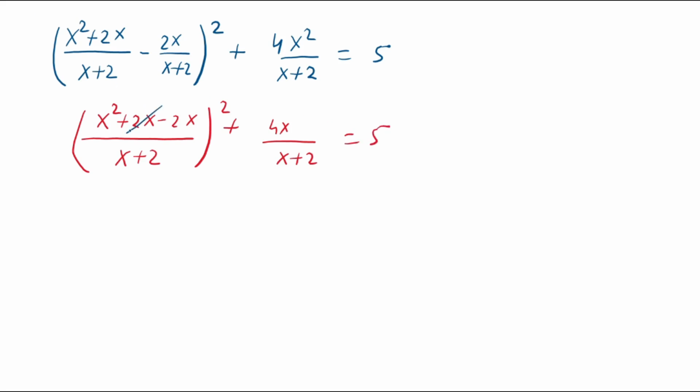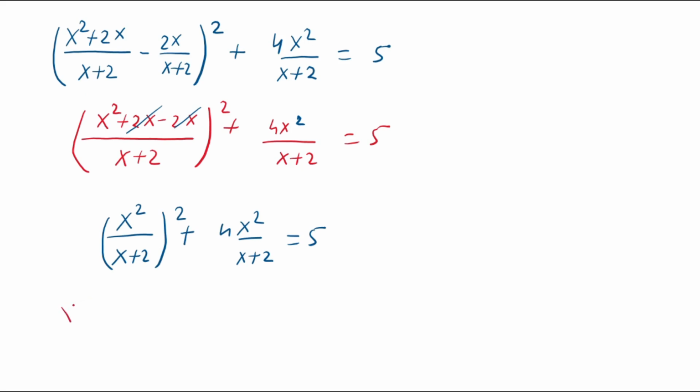Now this 2 times x and this 2 times x is cancelled out because this is positive and this is negative. Now x square over x plus 2 bracket power 2 plus here square 4 times x square over x plus 2, and this is equals to 5. Now again if we substitute x square over x plus 2 is equals to m, then m square plus 4 times m is equals to 5.